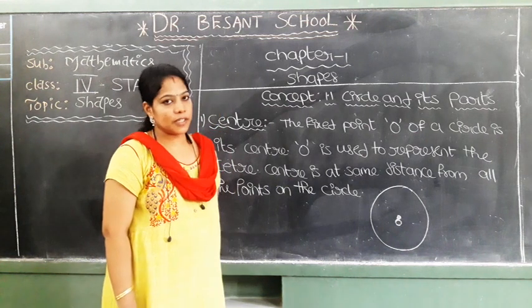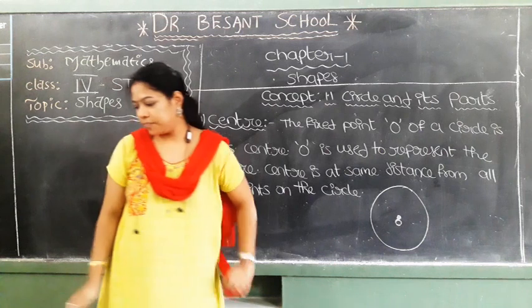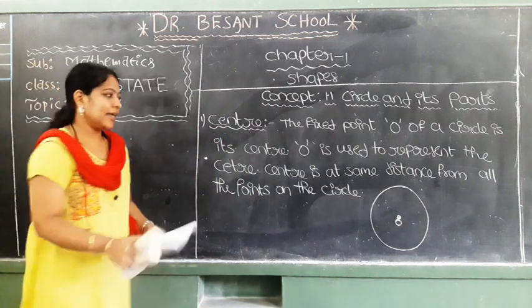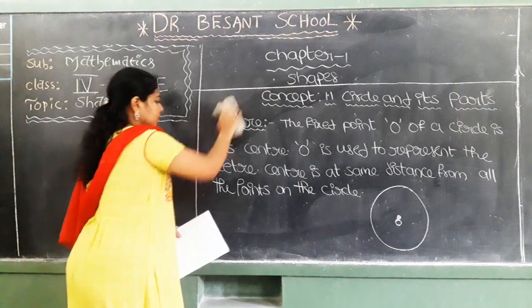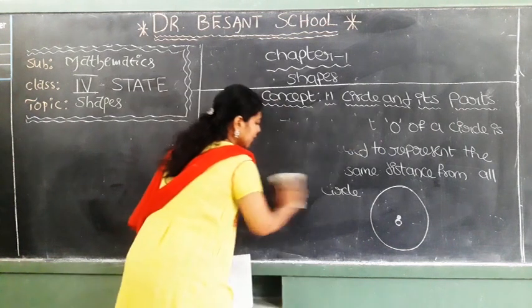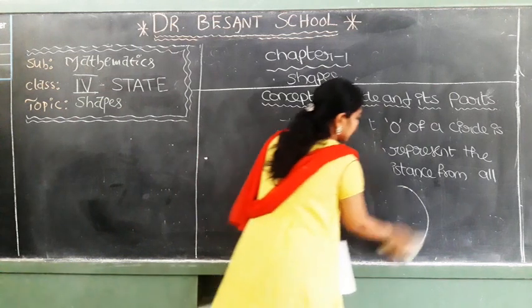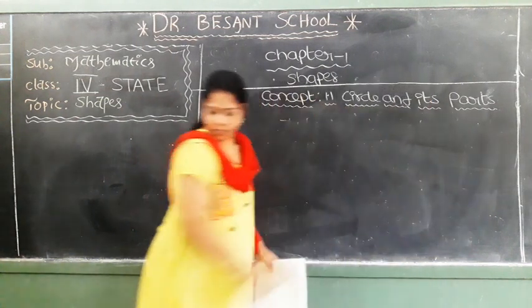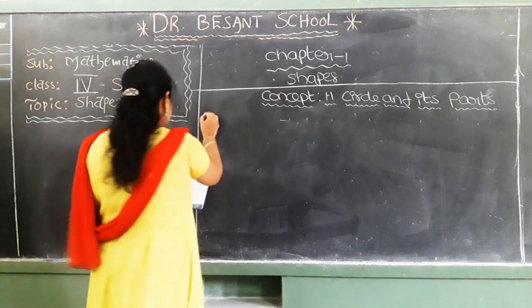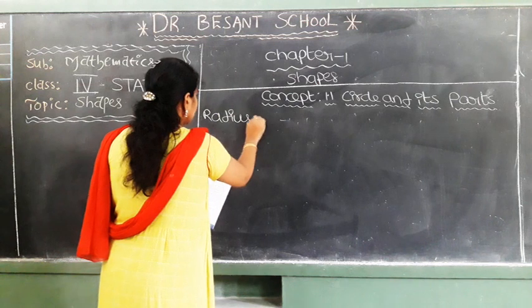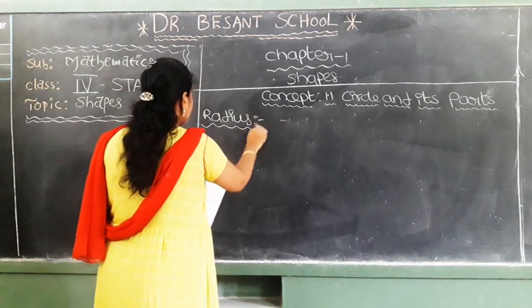After that, what is the next part of the circle? Good. Radius. That one we have to write down next. Second thing, radius. What is the radius? We already learnt in the previous class.